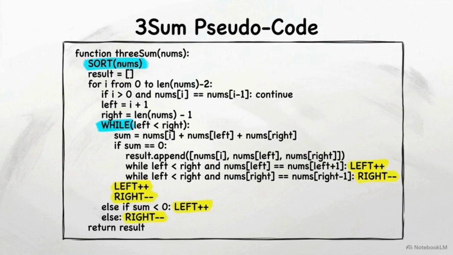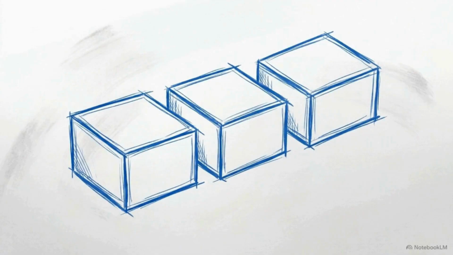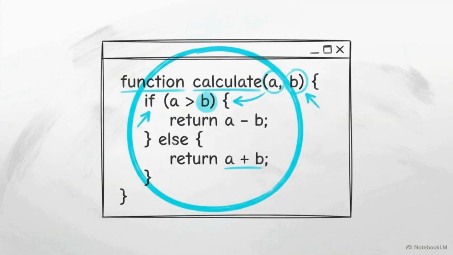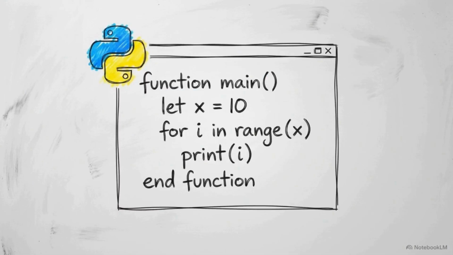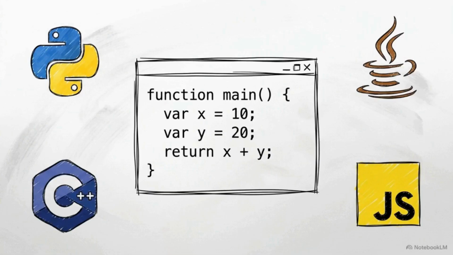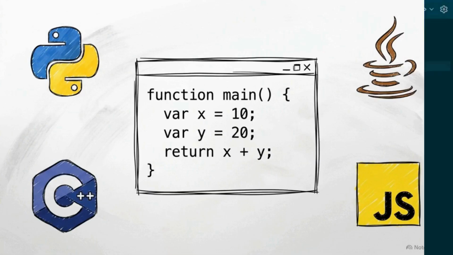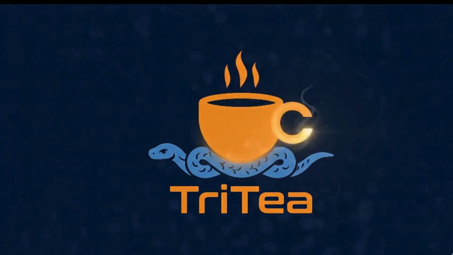This graphic contains the complete, language-agnostic three-sum pseudocode. It summarizes the sorting, the pointer movement, and the duplicate skipping logic in one place. Because this solution relies on fundamental array manipulation and sorted data logic, the execution remains the same whether you implement it in Python, Java, C++, or JavaScript. Now let's see how the code looks in C.